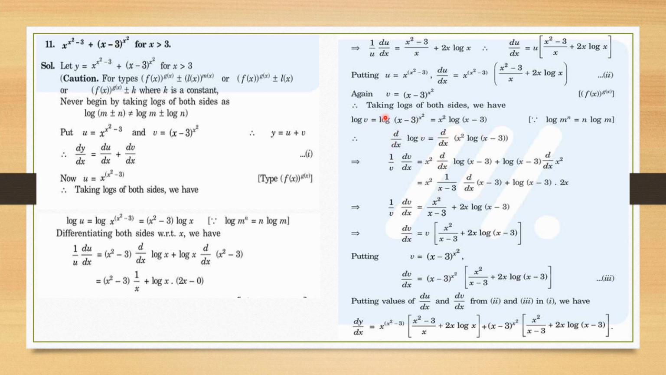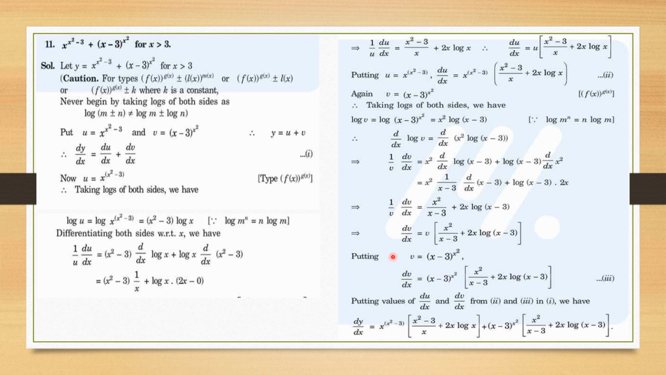So take log v is equal to x square times n log m. After taking n log m, it is x square times log of x minus 3. So the derivative is 1 upon v dv by dx, and using product rule, x square and this is 1 upon x minus 3 into d dx of x minus 3 which is 1, plus log x minus 3, and d dx of x square is 2x.